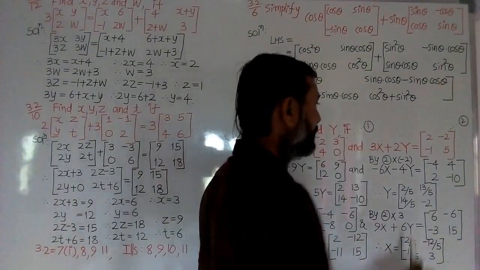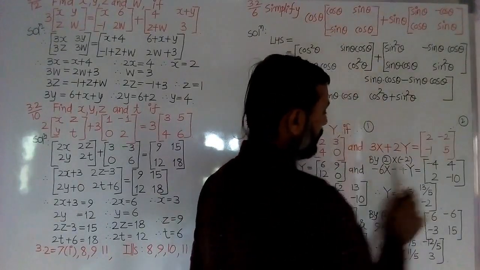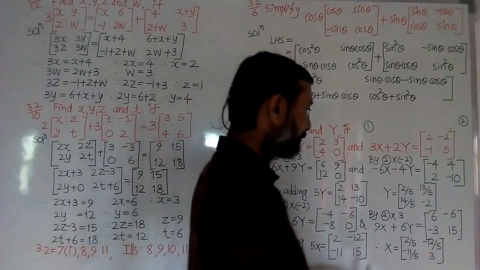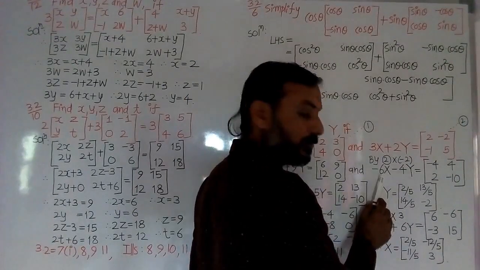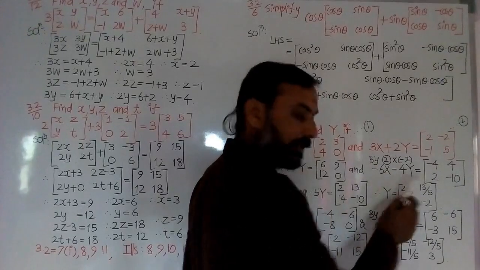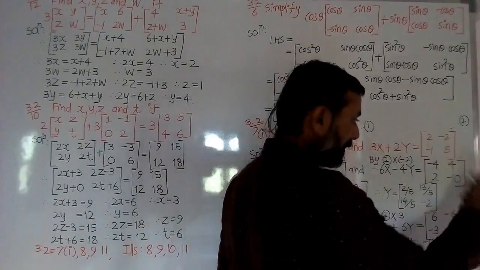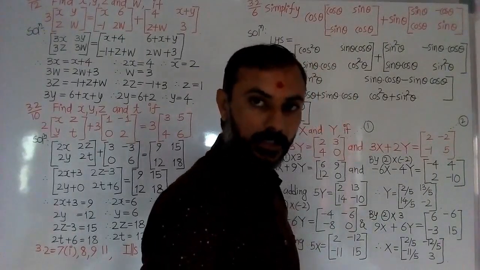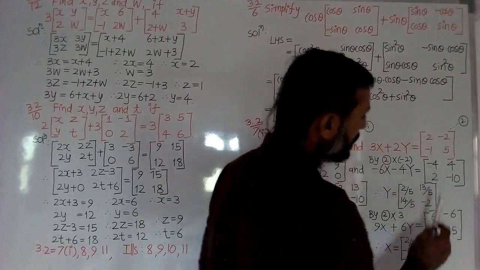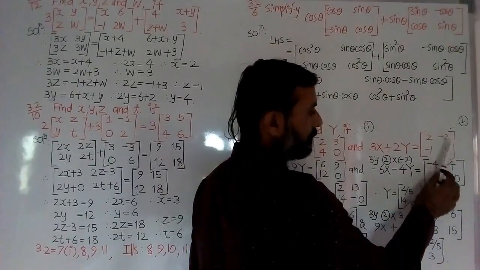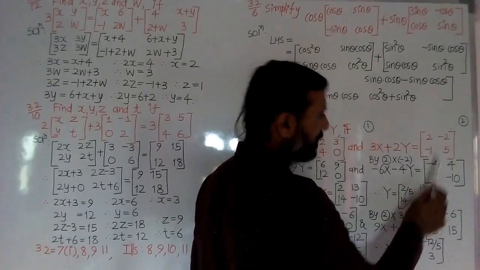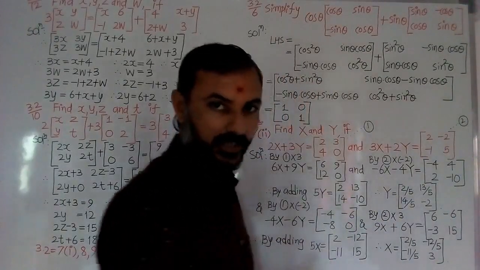Clear? Okay. Next, multiply equation 2 by minus 2. So 3 into minus 2 is minus 6X plus 2Y into minus 2 is minus 4Y, equals, multiply the right side each element by minus 2. So 2 into minus 2 is minus 4, minus 2 into minus 2 is 4, minus 1 into minus 2 is 2, 5 into minus 2 is minus 10.